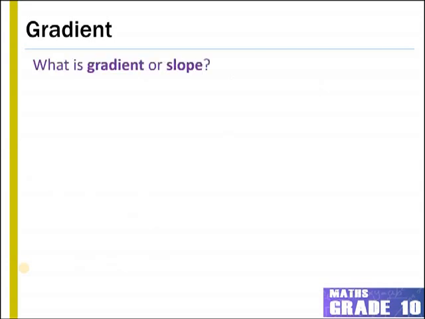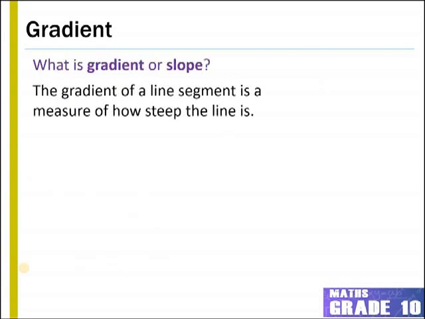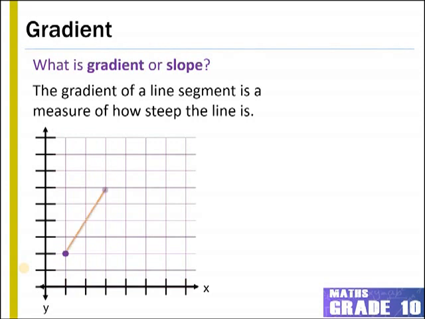What is the gradient or the slope? The gradient of a line segment is a measure of how steep the line is. Here's an example. To find out how steep this line is, we need to work out how much it's going up by. So if we take one step across and count how much it's going up by, we can see it's going up by 2. So the steepness of this line is 2.